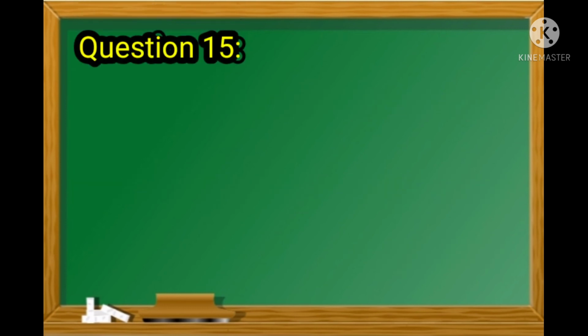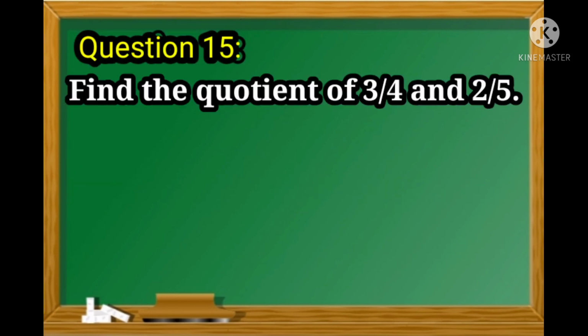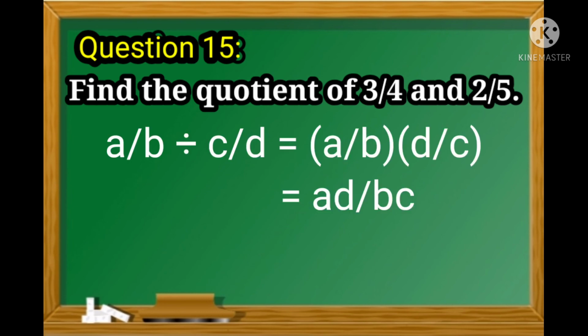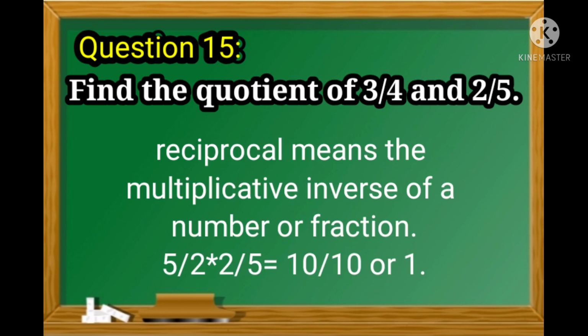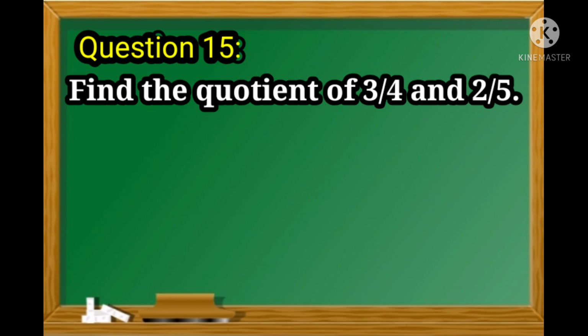Question number 15. Find the quotient of 3/4 and 2/5. In dividing fractions, we will simply multiply the dividend, which is the first fraction, by the reciprocal of the divisor, which is the second fraction. Reciprocal means it is the multiplicative inverse of a certain number or fraction that would result in a product of 1. Take note, we will get the reciprocal of the second fraction, not the first fraction.